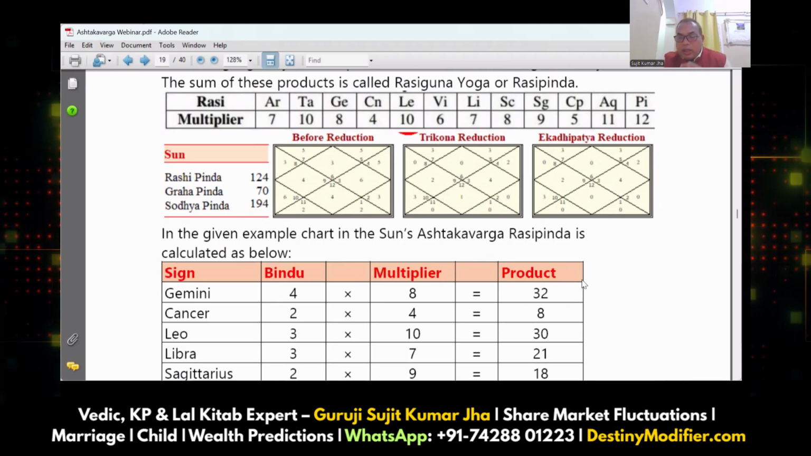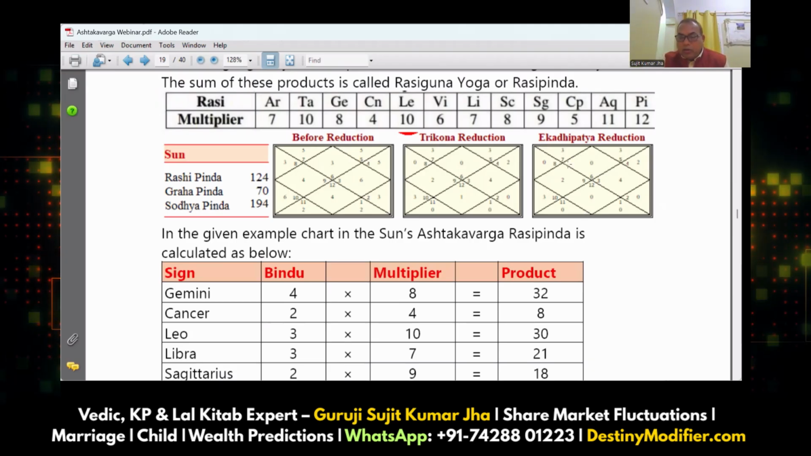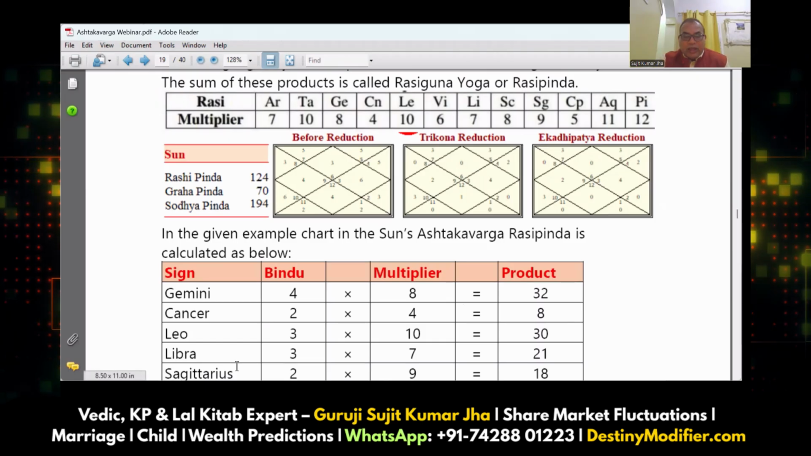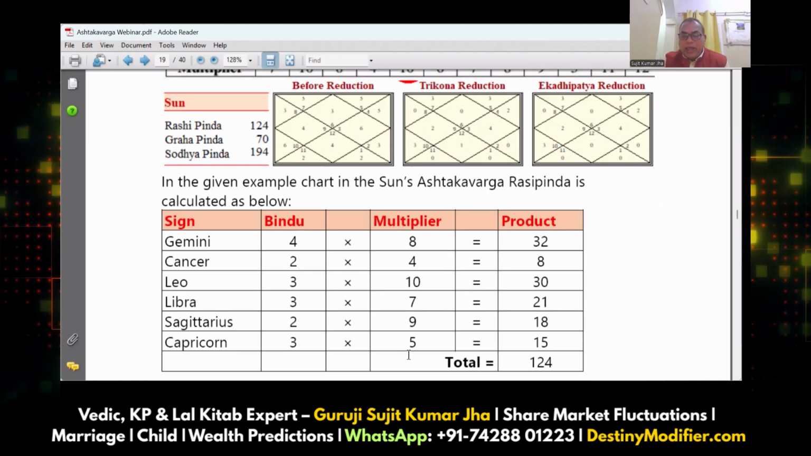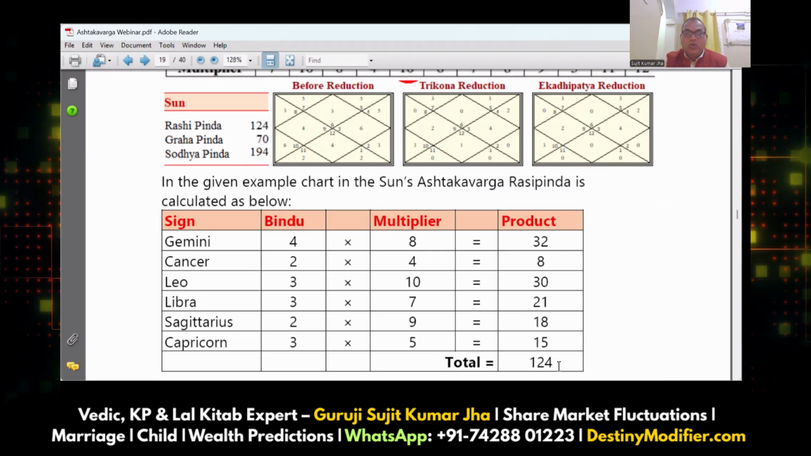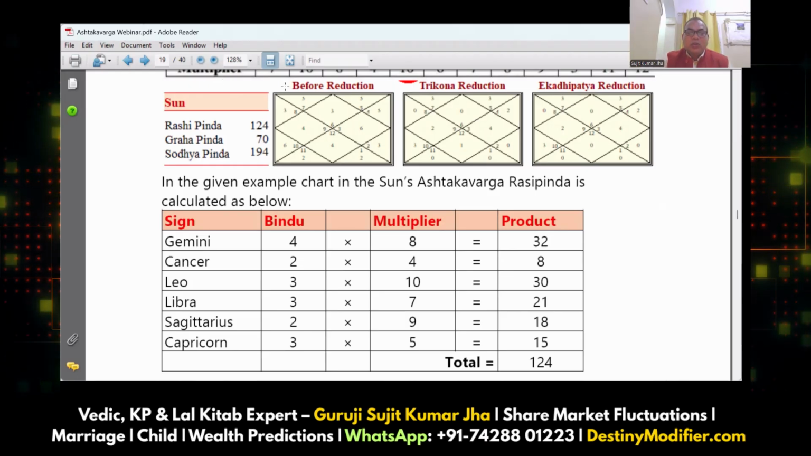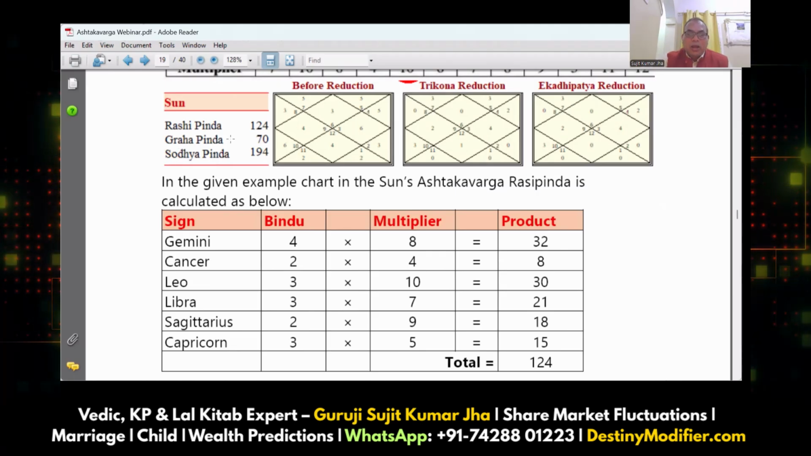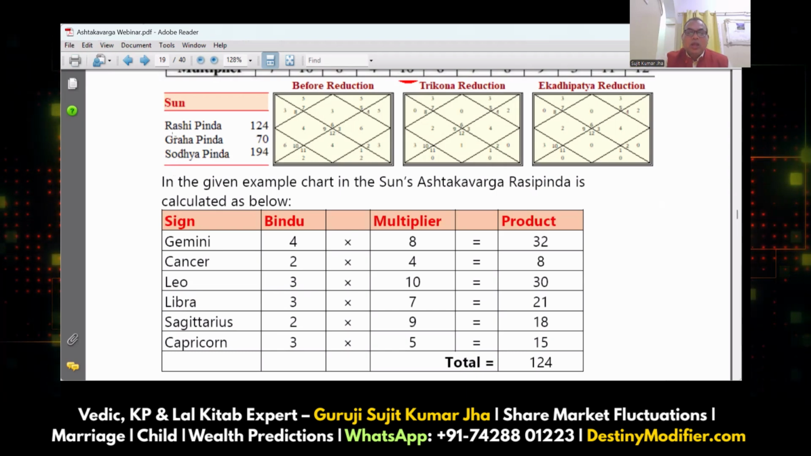Then we use the Cancer sign. Cancer sign has 2 points. The Cancer sign multiplier is 4, so 8. Like that, whichever sign has bindu, we multiply with the multiplier and get the product. Add all the products, we will get the answer 124. So Rasi Pinda for planet Sun is 124. The same concept we use to find the Grah Pinda. When we add these two, we get the Sodh Pinda for the planet Sun.